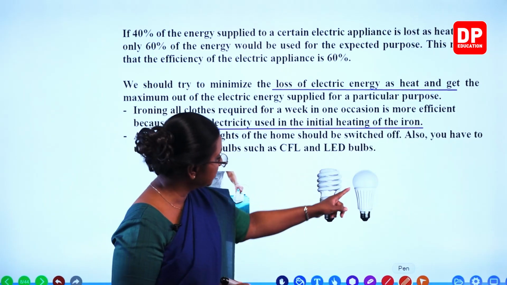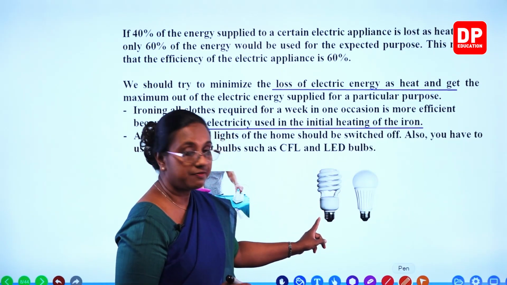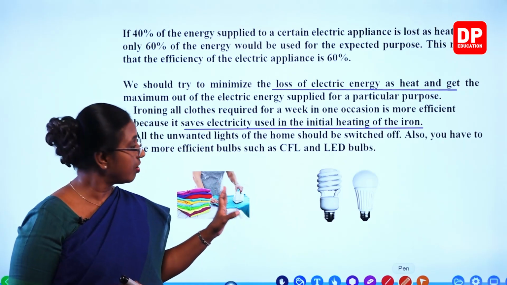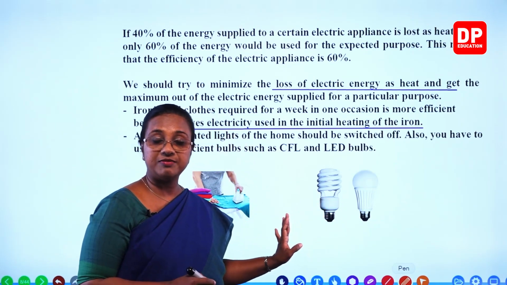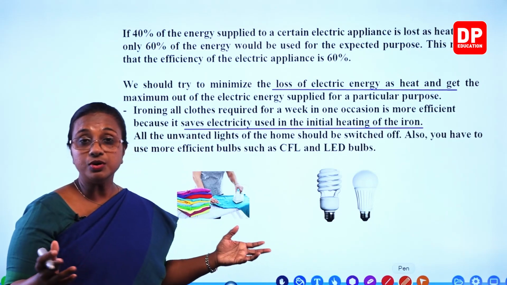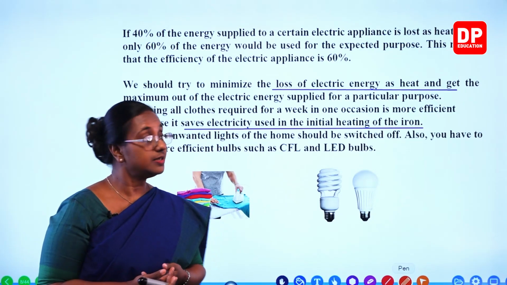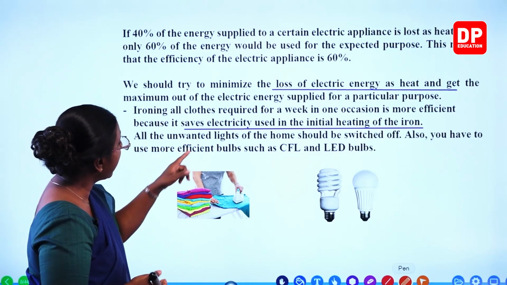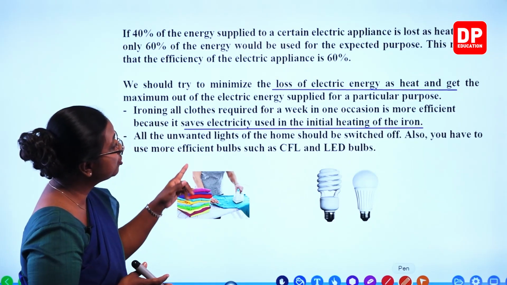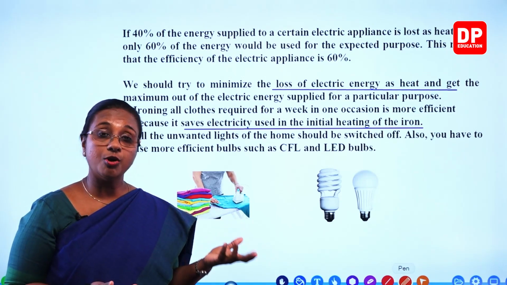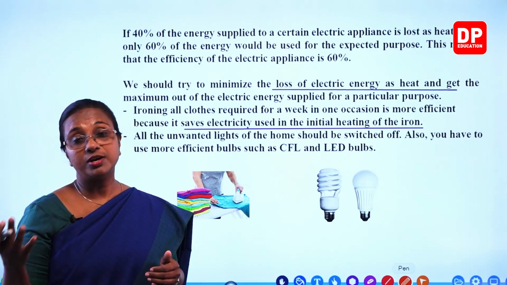Now again in the picture you can see a CFL bulb and an LED bulb. So out of all the 4 types, you all know LEDs are the most efficient. CFL is also efficient compared to the other 2, filament bulbs and fluorescent bulbs. So all the unwanted lights of the home should be switched off. That is something you have to do, not only in your home, even in school, in your classroom.